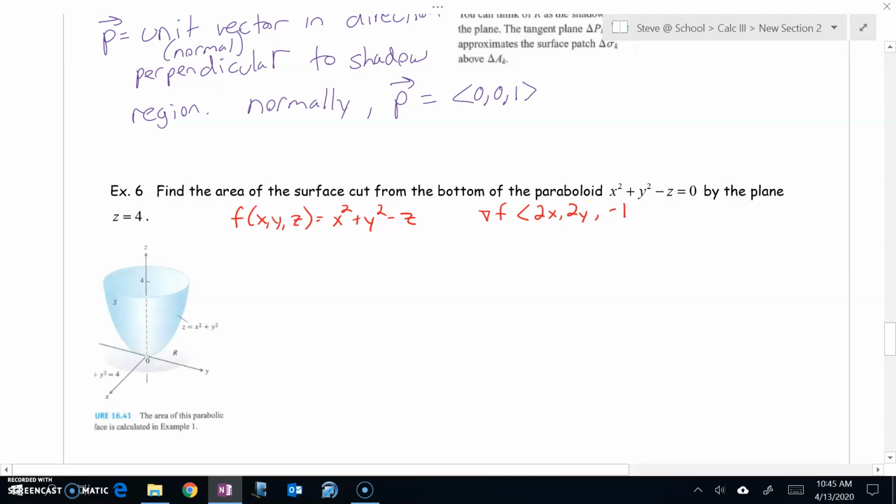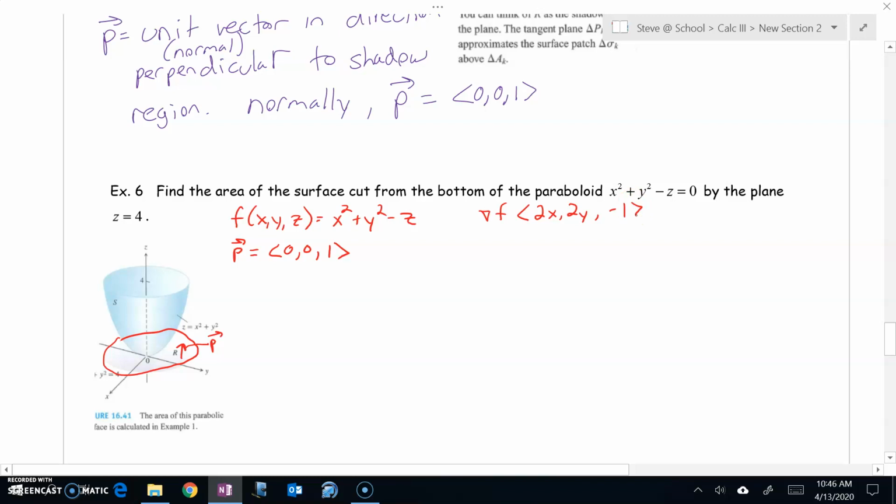We need to find a few other things. I look at my diagram here. The shadow region is the xy plane, so p, the unit vector that we're going to need for our formula from up above, is going to be 0, 0, 1. Like I said, most of the time it's going to be that, because it's the vector that is perpendicular to the shadow, and the shadow is this circle here. Oh my gosh, that was terrible. Alright, so that's p right there. I should probably bracket this as well.